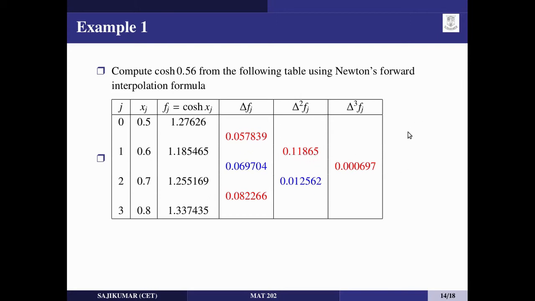And completing this diagonal difference table, we can see that the forward sloping line will contain all the higher order differences of 1.27626, with the first difference, second difference and third difference of 1.27626. If you are moving along the second forward sloping line, that will contain the higher order differences of 1.185465, and this is the first difference of 1.255169. 0.082266 is the difference of this number.